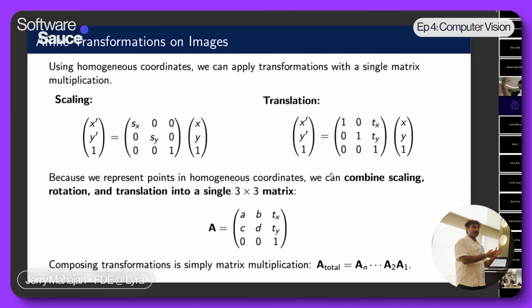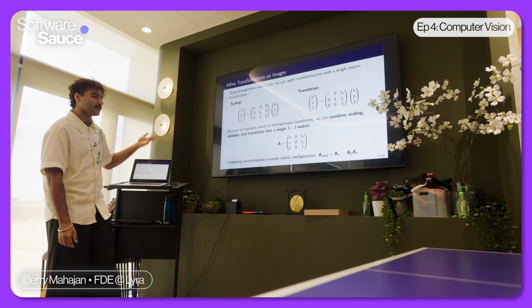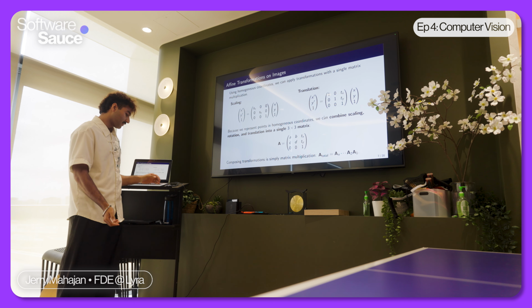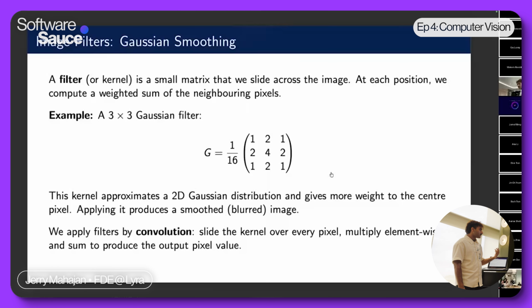If I do this many times, you can see that we would multiply out many terms. But with this representation of how we represent images, we can do this in a single matrix multiplication. Okay, the first low-level task we're going to look at is smoothing.